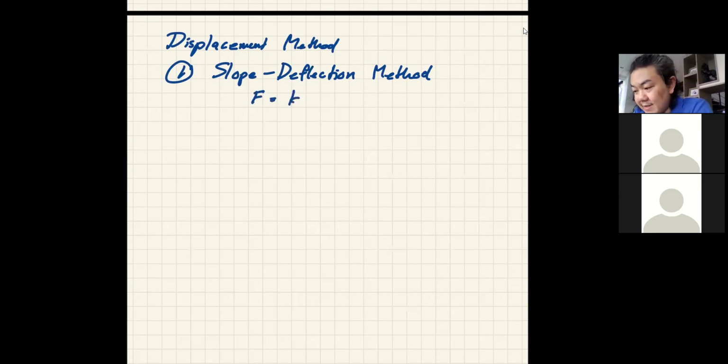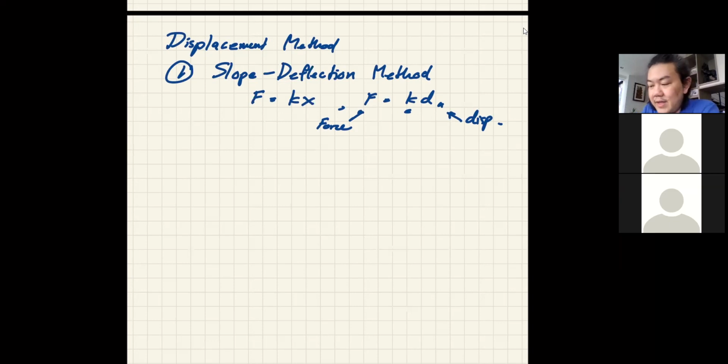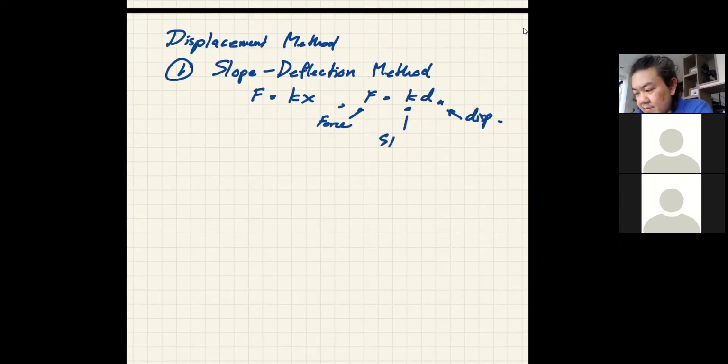It's called F equals Kx, right? Are you familiar with this one? Or I can say F equals Kd, where d is the displacement. F is the force, and K is the relationship that can turn the force into the displacement or displacement into the force. This is what we call stiffness. Stiffness is the most important characteristic of the structure.